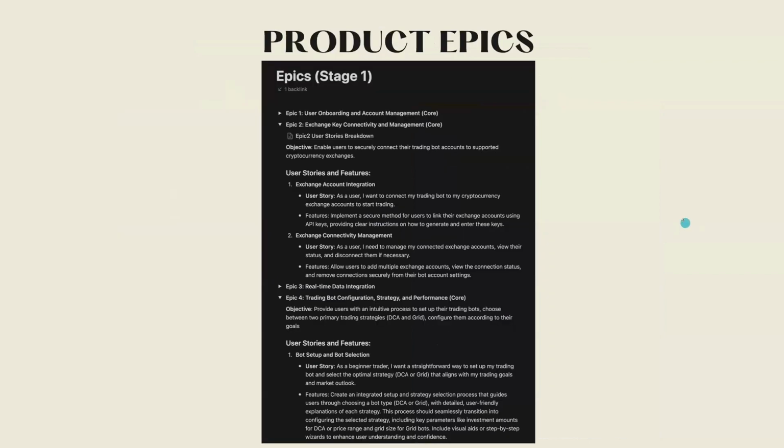For the product epics, our product team made this Epic stage one planning, which includes Epic 1, user onboarding and account management, all the way to Epic 5. So it includes exchange key connectivity, real-time data integration, trading bots configuration, strategy and performance, and the educational resources.